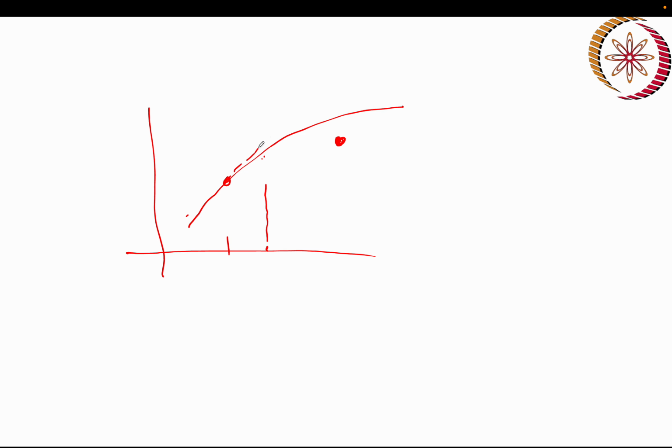So let's say if we find out just based on the slope, that is the Euler method.